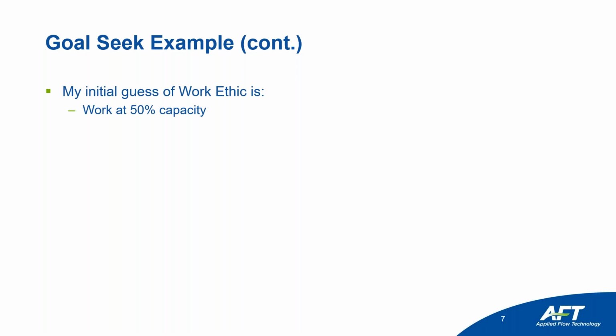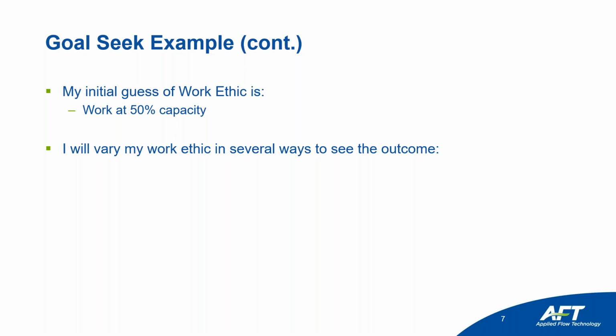My initial guess of work ethic is 50% capacity. This is my sort of daily operation, let's say. I just work at 50% of my capacity and my time and all of that. So that's where I'm going to start off from. Okay. I'm going to vary my work ethic in several ways to see the outcome and to see if I actually reach my goals, or my goal, singular, $1 million.